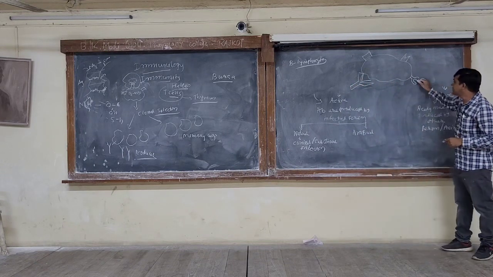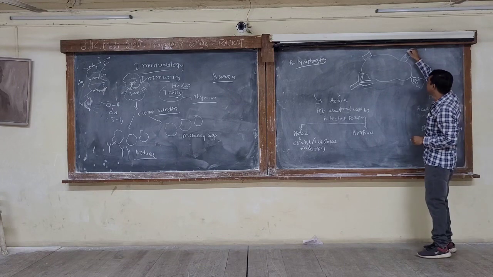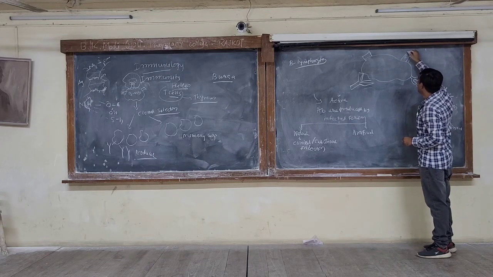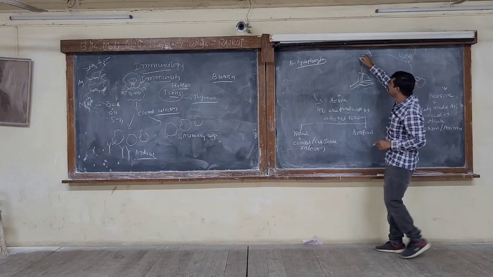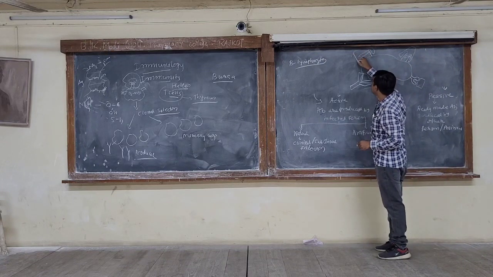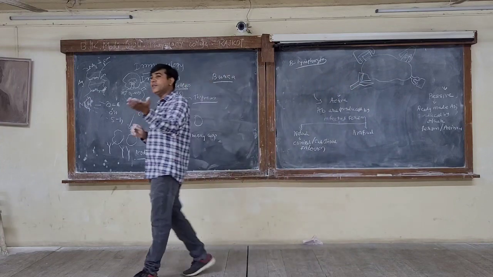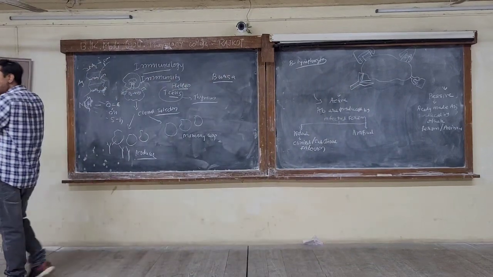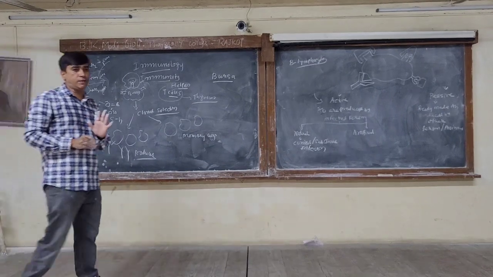If it reads this surface, it will produce antibodies which are complementary to this structure. If it reads this surface, it will produce the antibodies which are complementary to this structure, and so on. Agreed? So, whatever surface of the antigen is read by the B cells, that kind of antibodies are produced by B cells.